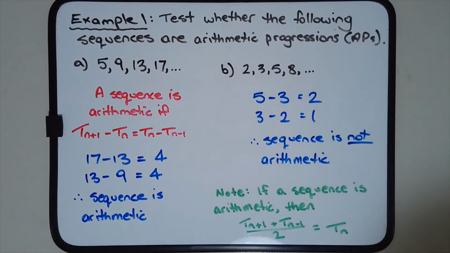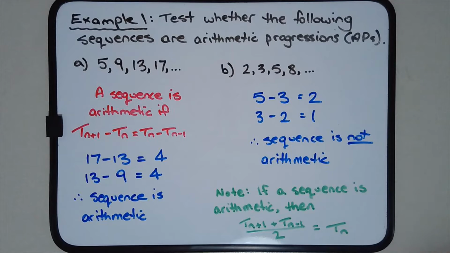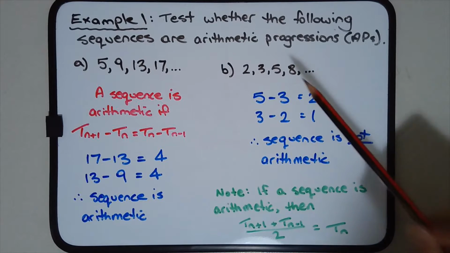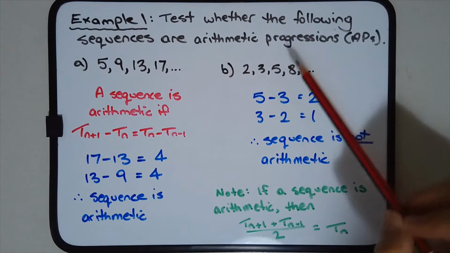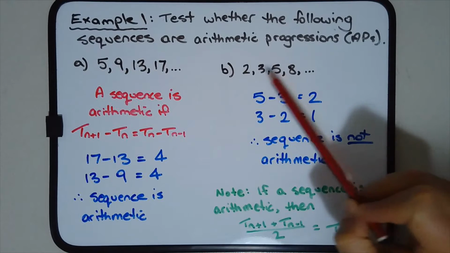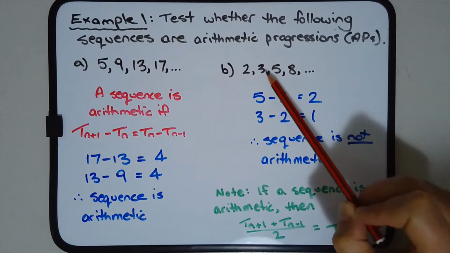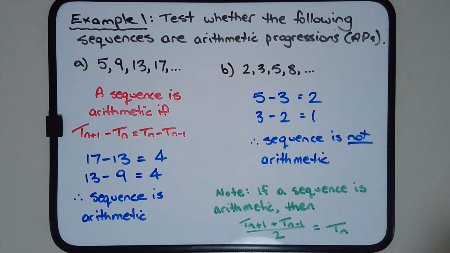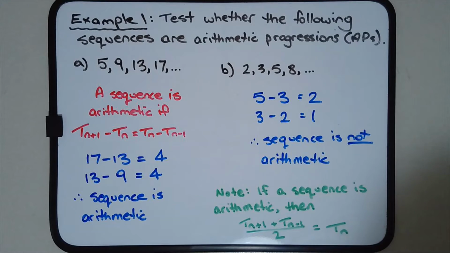Let's have a look at part B: 2, 3, 5, 8 and so on. Again, just choose any three consecutive terms. So I've chosen 2, 3 and 5 and compared the difference between those three terms. Comparing 3 and 5, 5 minus 3 is 2. And comparing 3 and 2, 3 minus 2 is equal to 1. Obviously, it's not a common difference since the difference between 2 and 3 is not the same as the difference between 3 and 5. Therefore, the sequence is not arithmetic.